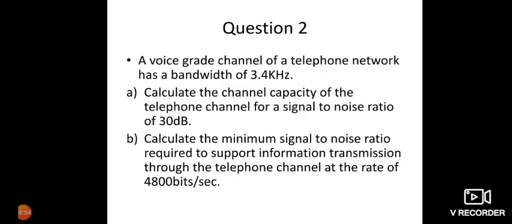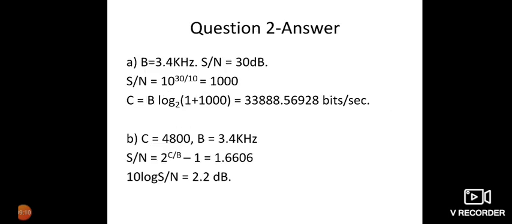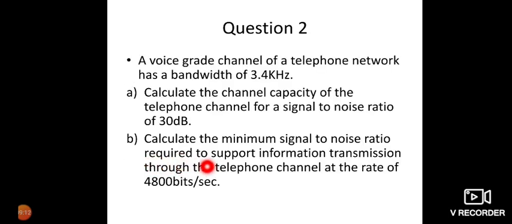Listen, the B equal to 3.4, S by N 30 dB, S by N in watts, that you will get 1000, then C equal to this value. Okay, just verify that. Then what is B? Calculate the minimum signal to noise ratio required to support the information transmission through the telephone channel at the rate of 4800 bits per second. Which means again that transmission rate or the information rate is given. The R is given. R is 4800 bit. You want to find out the S by N for the same bandwidth 3.4 kilohertz.